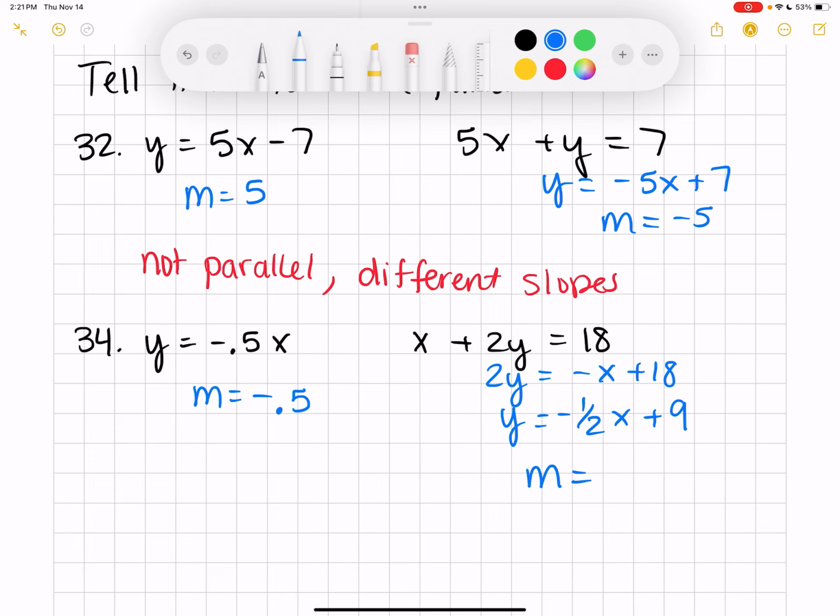So what's the slope of this one? Negative 1/2. Do these have the same slope? Yes, okay, even though this one's written as a decimal and this one is a fraction, this is the same as negative 1/2. So these have the same slope. So they are parallel.